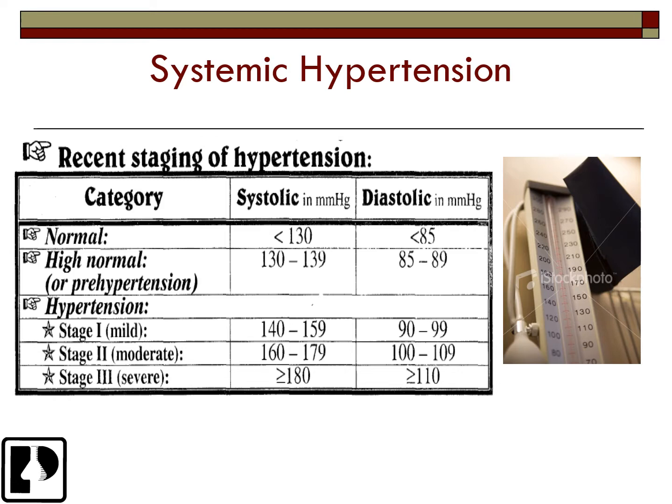Normally, the systolic blood pressure is less than 130 millimeters Hg and the diastolic blood pressure is less than 85 millimeters Hg. But from 130 to 139 in the systole and 85 to 89 in the diastole, this is called high normal or pre-hypertension. Pre-hypertension is the stage where we take many measures for control of the disease.